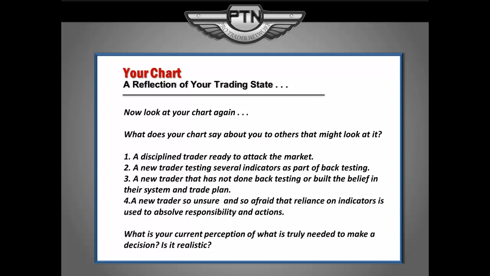And that simply means, traders, you can blame the indicators. Well, I would have taken the trade, but the cross of my stochastics wasn't this. Or I got a signal, but I didn't take it because there was no confluence with my 7 oscillators on my chart. So based on what's on your chart, what is your perception of what's truly needed to make a decision to enter the market?